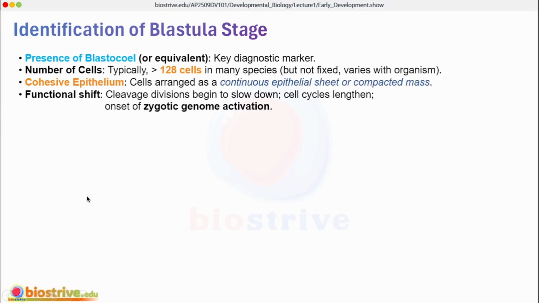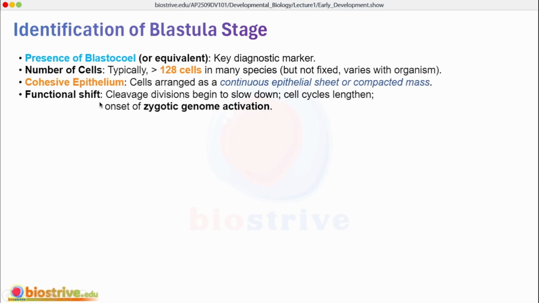How do we identify the blastula stage? In most cases, we can identify blastula stage by presence of blastocele, because the solid mass blastula is not that common. In most of the cases there will be a blastocele cavity. If we talk about number of cells, there are typically 128 in many species, but this number may vary with the species. The epithelium will start expressing certain cell adhesion molecules, and there will be tightening of these epithelial layers. There will be compaction stages. We talked about this in the morula blastula transition lecture.